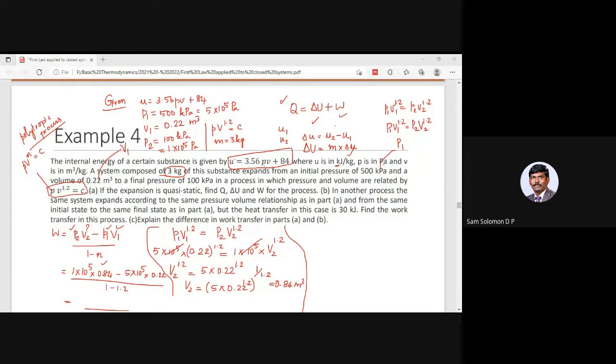So this guy is negative. In the denominator also you are going to have negative, so it will be a positive.